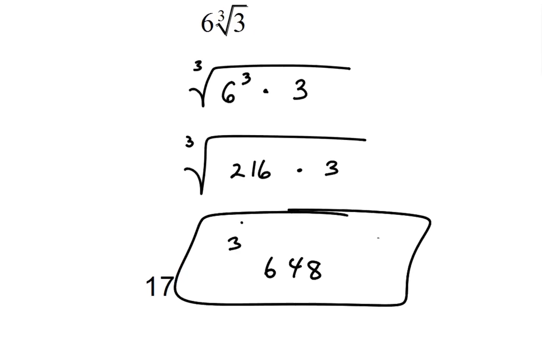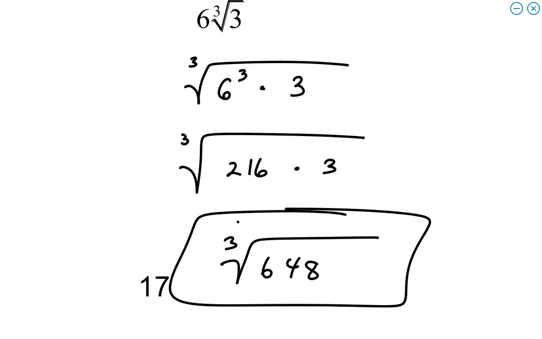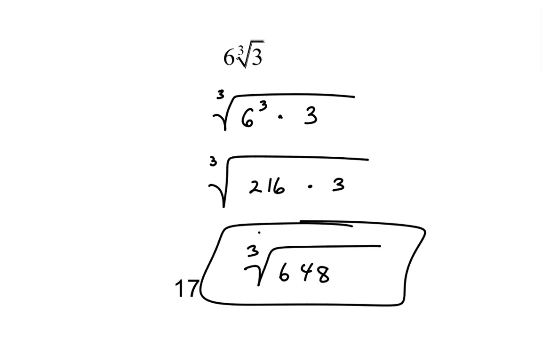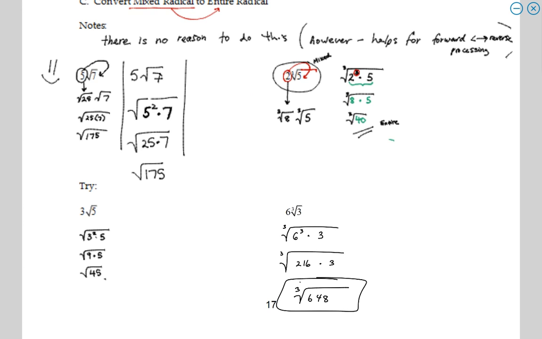Make sure when you're writing this that the 3, the little index, is quite small. It should be very clear that the 3 is smaller than the way you write the 648 so that the reader has a good chance of understanding what you're talking about. It should be small and off to the side.